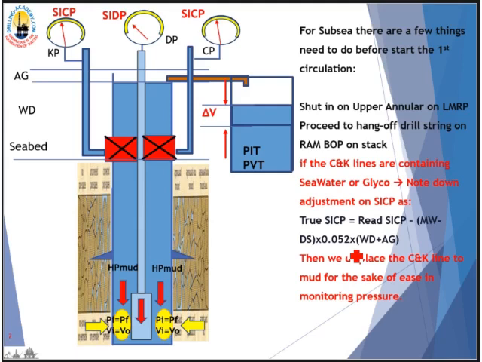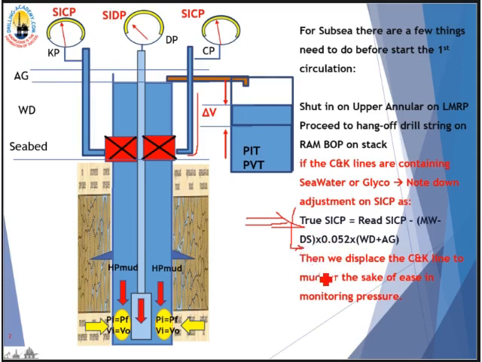The second thing is if the choke line and kill lines are containing seawater or glycol, then you need to note down the adjustment on shut-in casing pressure. The true shut-in casing pressure is adjusted by the difference of density between the mud in the hole and the density of the fluid in the choke line and the kill line. Alright, this is the formula for adjustment.